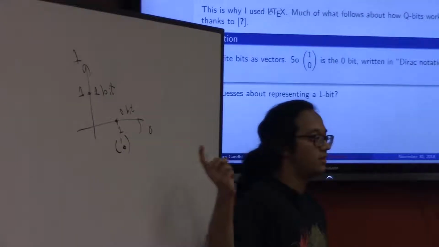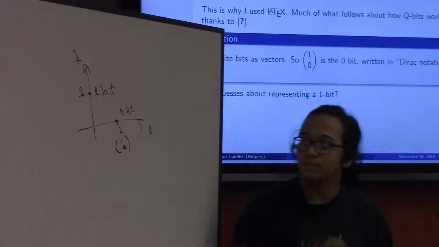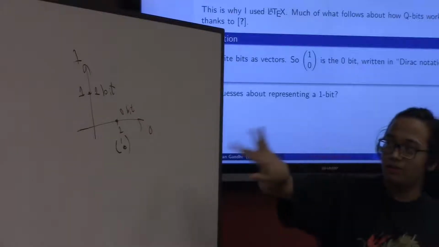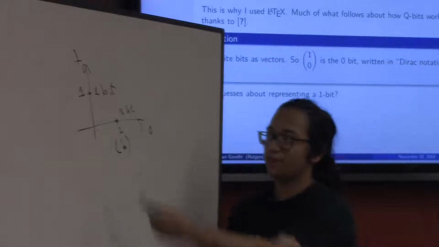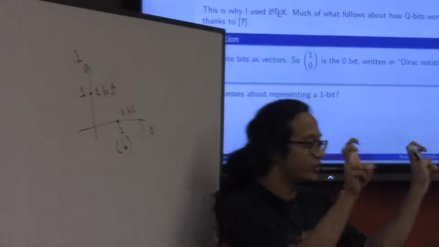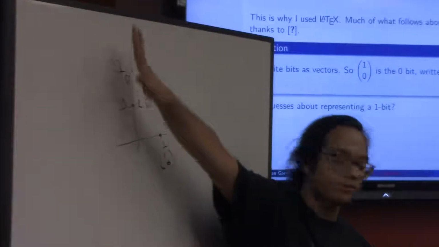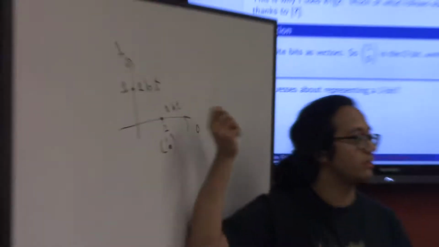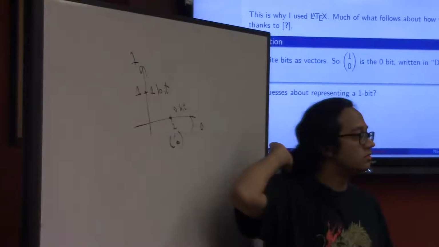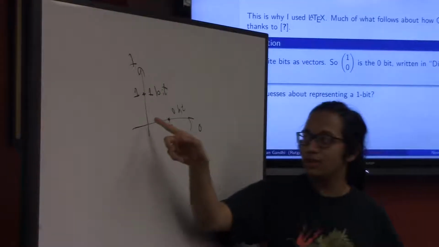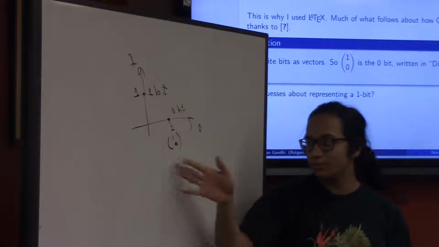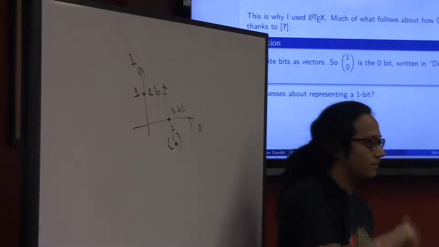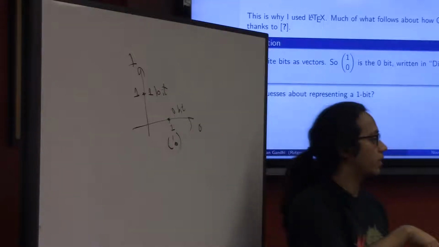Anyone? Can you explain that graph one more time? So this is another way of looking at bits. The way I'm going to look at bits now is that if I'm moving along the x-axis, I'm moving in the 0 direction. If I'm moving along the y-axis, I'm moving in the 1 direction. So moving 1 unit in the 0 direction is a 0 bit, and moving 1 unit in the 1 direction is a 1 bit. Does that make sense? Okay.